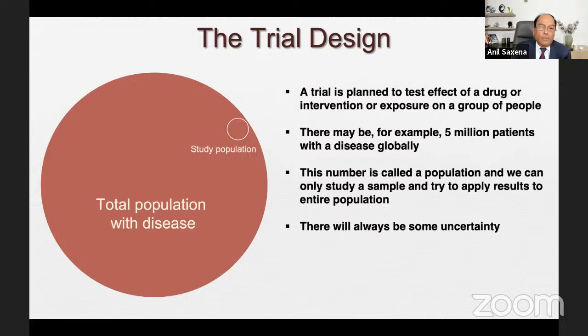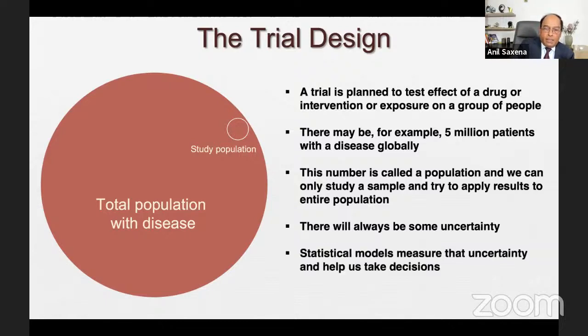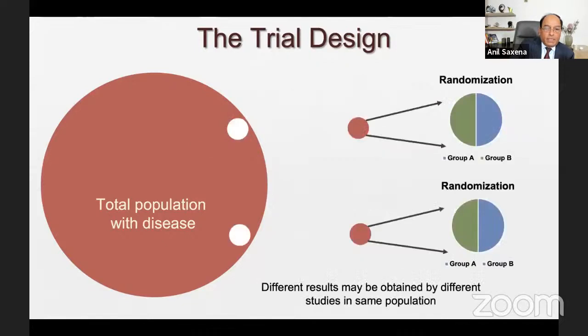Now, whenever you try to apply results of a sample to the entire population, there will be uncertainty. And as I said earlier, statistical models measure that uncertainty for us and help us take decisions. So if you take two samples from the same population, you do a study in Delhi on CAD patients, you do a study in the US on CAD patients or somewhere else, one in GB Pant, one in Escorts, one in AIIMS, we may all come to different conclusions because the results may vary a little bit. And that is quite natural.